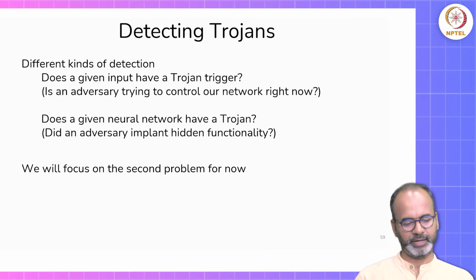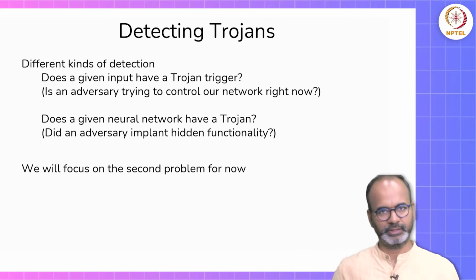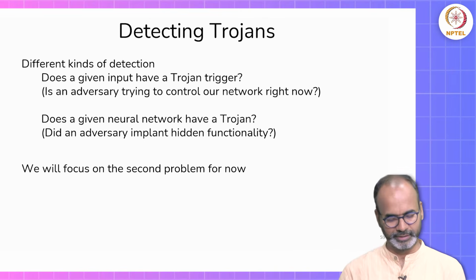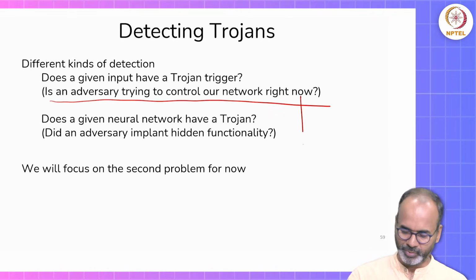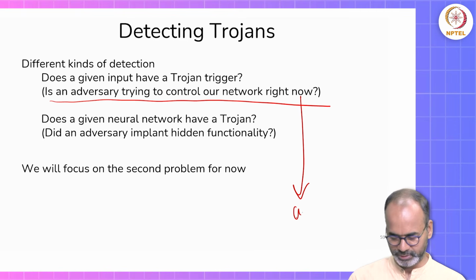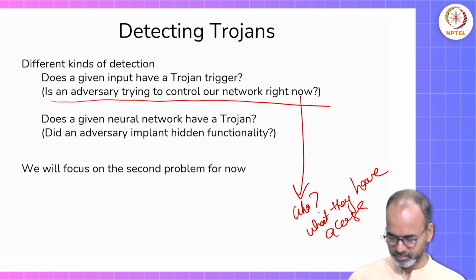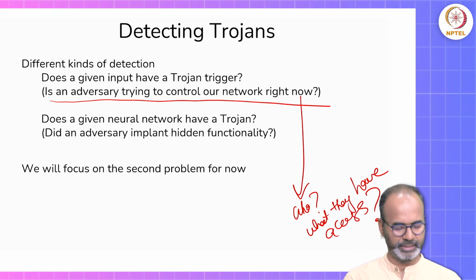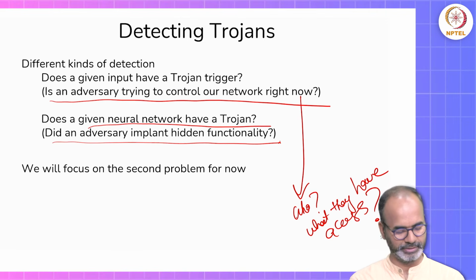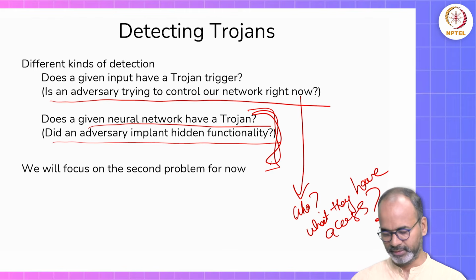Different kinds of detections can be done. Does a given input have a Trojan trigger? Can you identify where the trigger is? Is an adversary trying to take control over the network right now? So the questions are always, for all of these attacks, who is the adversary and what do they have access to? It depends on what they have access to. Does a given neural network have a Trojan? Did an adversary implement a hidden functionality? The second problem is what we'll focus on, to show how some of these methods are done.